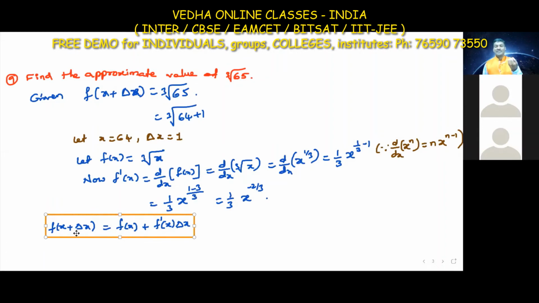Again, f of x plus delta x is equal to f of x plus f dash x into delta x. Okay, so now what is f of x here? Cube root of x. What is f dash of x? 1 by 3 into x to the power minus 2 by 3.